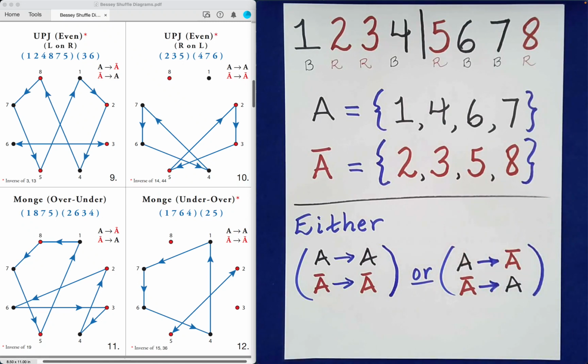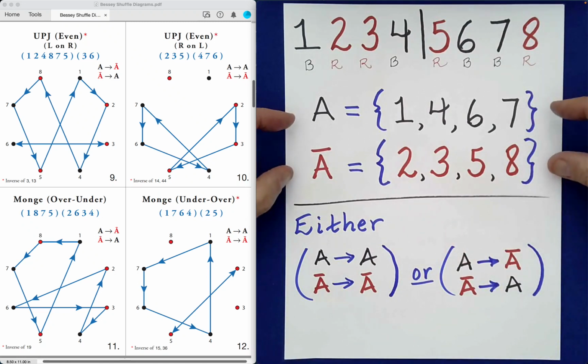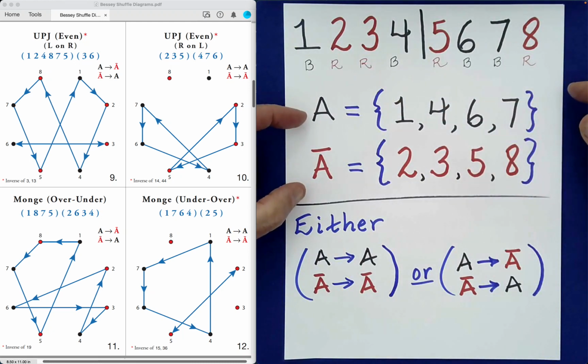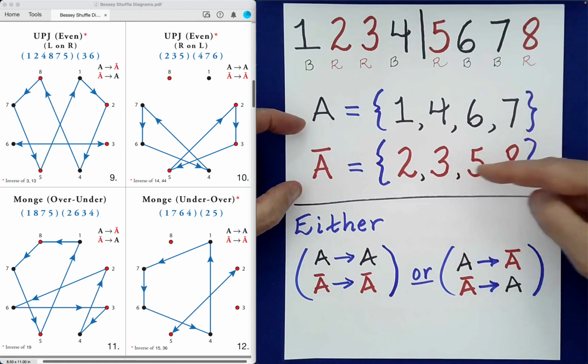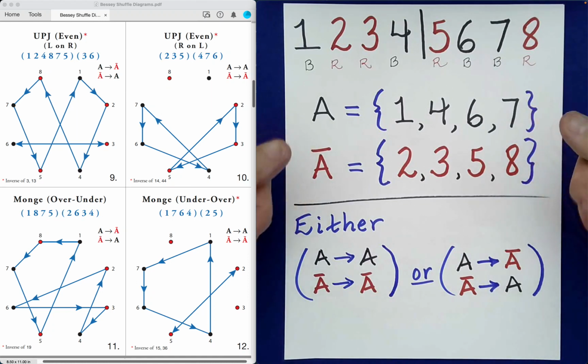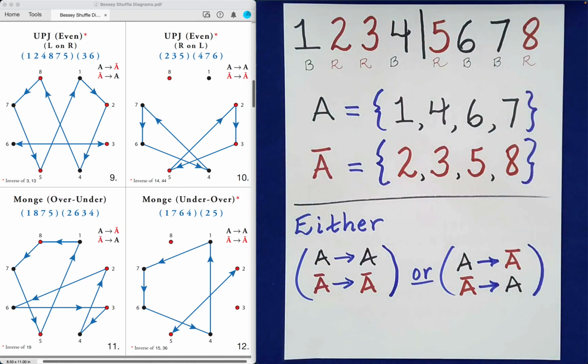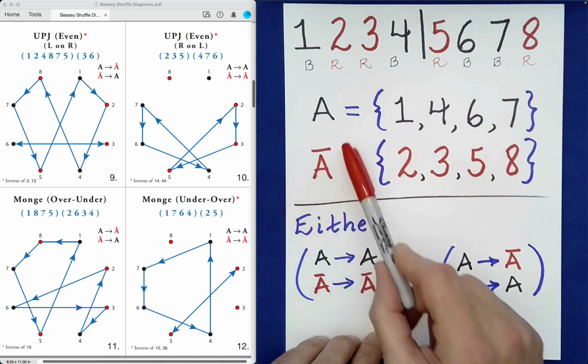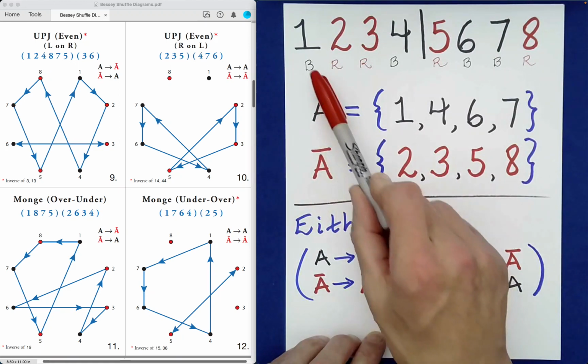And to quickly remind you, inversion occurs when the cards in positions 1, 4, 6, 7 get moved to positions 2, 3, 5, 8. So it's as if the position values in these two sets get switched, and we call that an inversion. And to aid us in distinguishing between the elements in A and A complement, the digits here have been color-coded.